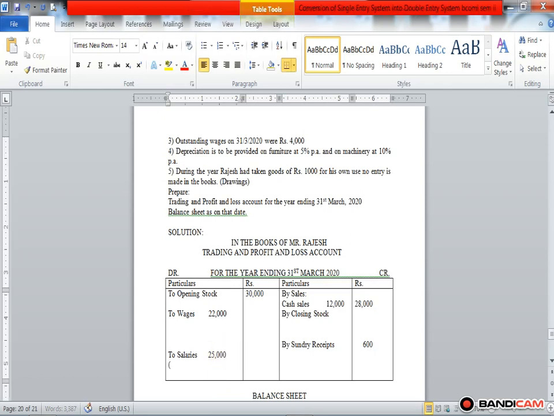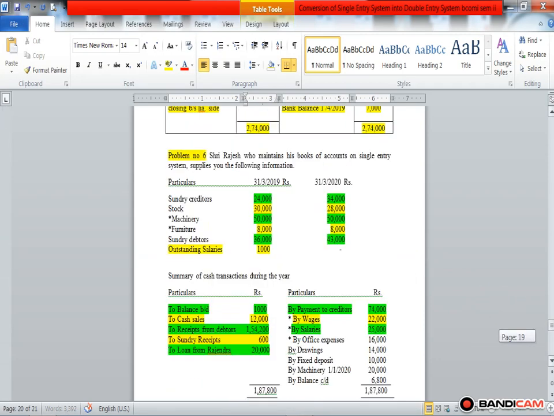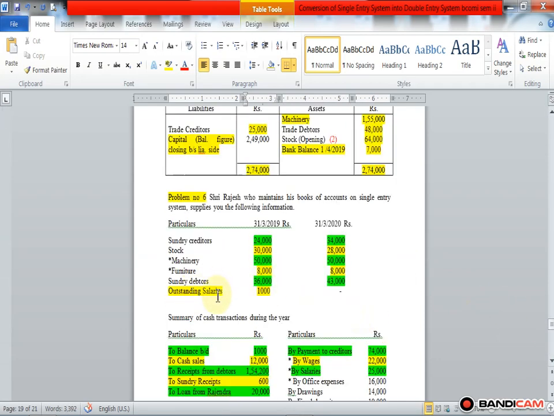So here into bracket less outstanding salary amounted to rupees 1,000, and in outer column amount is 24,000. Got it? So here one item is missing in our problem, that is outstanding salary. Outstanding salary is rupees 1,000, and opening outstanding salary is less from salary and closing outstanding salary is add in salary. So remember this rule.